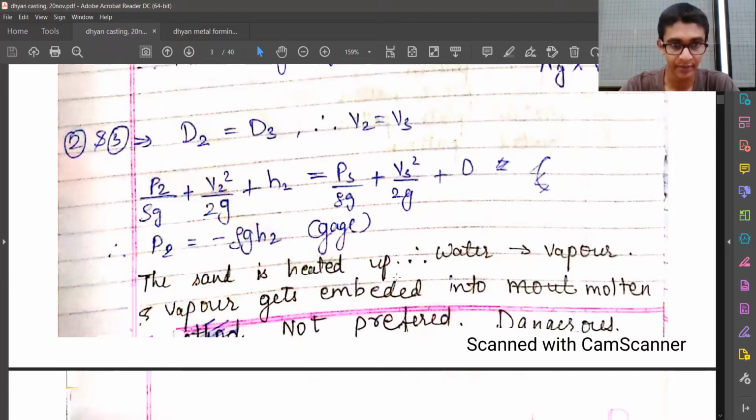So when we are going to pour the metal, obviously the heat will be transferred to the sand also. So the sand is heated up, and sand has moisture content, and there is water. When it is getting heated up, the water will convert to vapor, and then vapor gets embedded into the molten metal which is being poured, and which is not preferred. That means there is one of the defects which can occur because of this, which I have explained in another video. So this vapor gets dissolved into the molten state of our metal, and that is not preferred. That is dangerous. That weakens our mold.